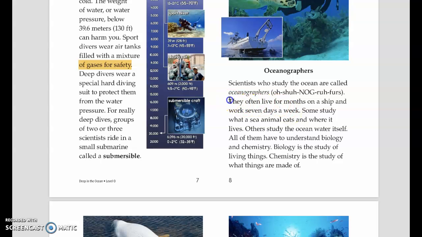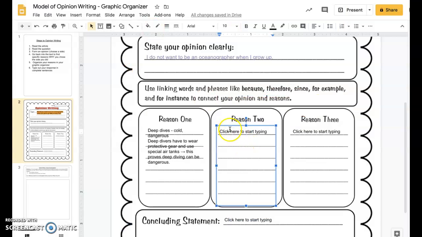To me, this fact about oceanographers is not something that is appealing to me. It's not something that I would like to do. Having to live on a ship for months and work 7 days a week, no weekends, no days off to rest. You would be away from your family and friends if you have to live on a ship for months. So that's another reason that I would not want to be an oceanographer when I grow up.